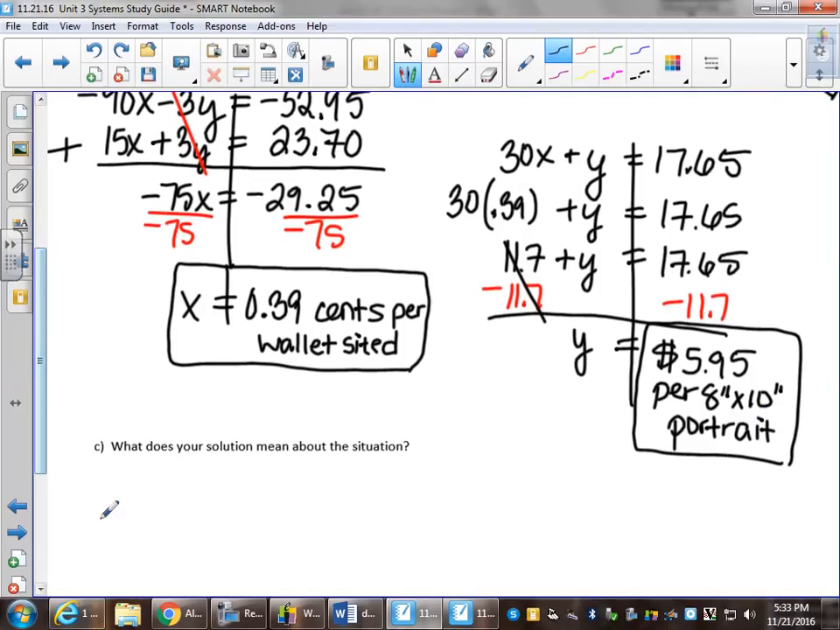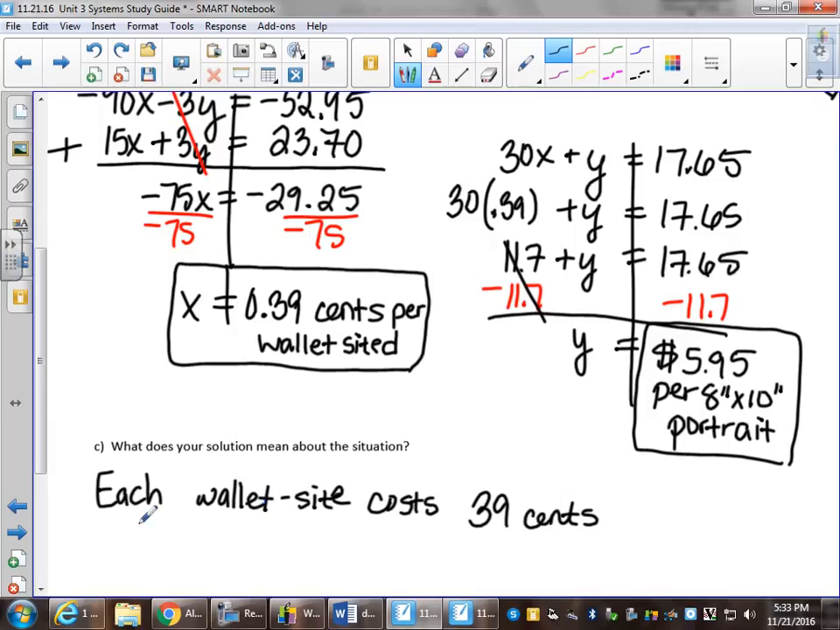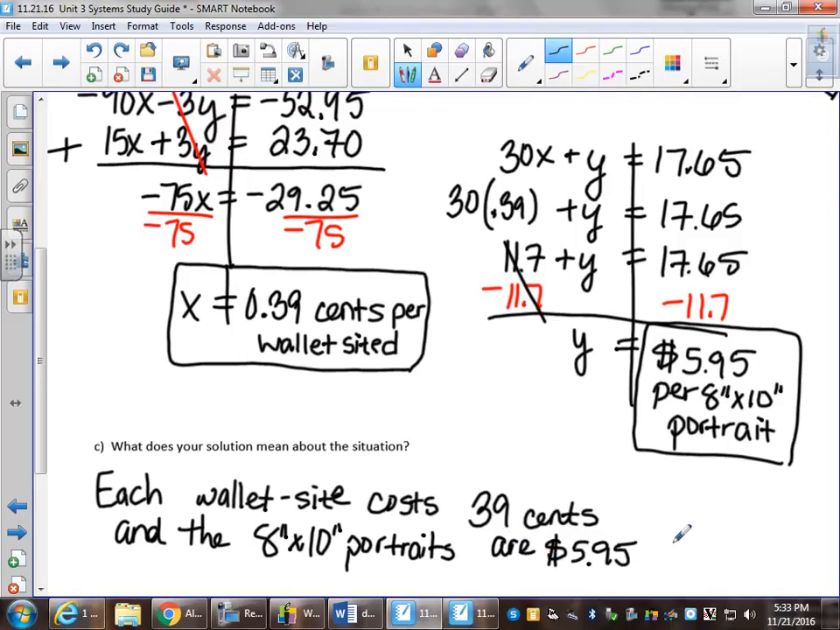Put it all together for a sentence. Each wallet size, however you want to say it, costs 39 cents, and the 8x10 portraits are $5.95 each. So that's just taking our answers and putting them into sentence form. Now we are officially done.